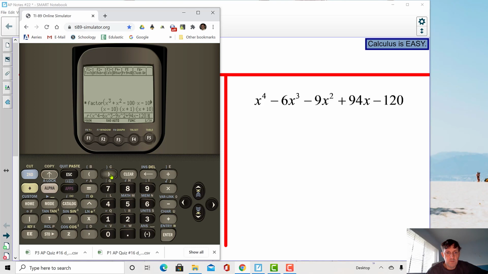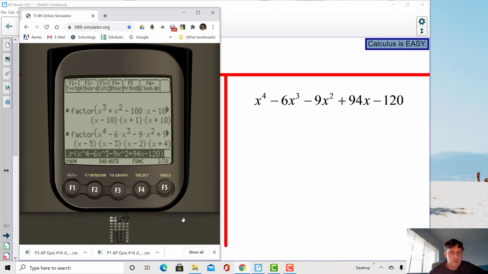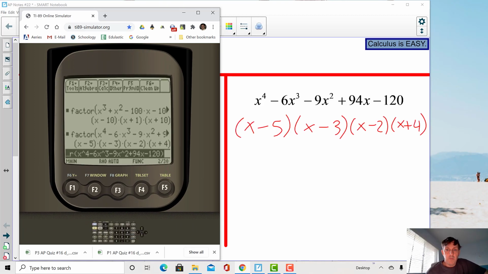Push the close parentheses. Make sure you don't mix up the minus with the negative. The minus goes between two things. The negative just goes in front of a number. Okay, push Enter. There you go. Let's zoom in. You can see it better. And there's your answer. Okay, now I wrote the factored answer on my paper right there, and we're done.